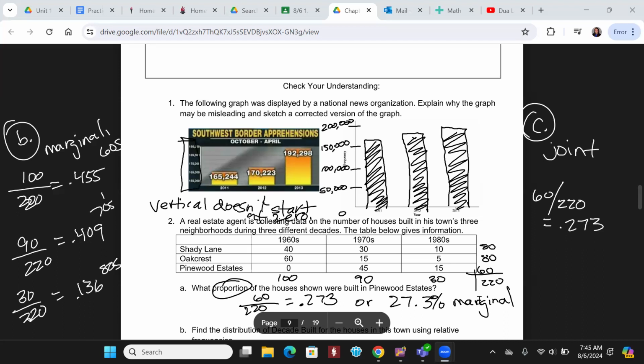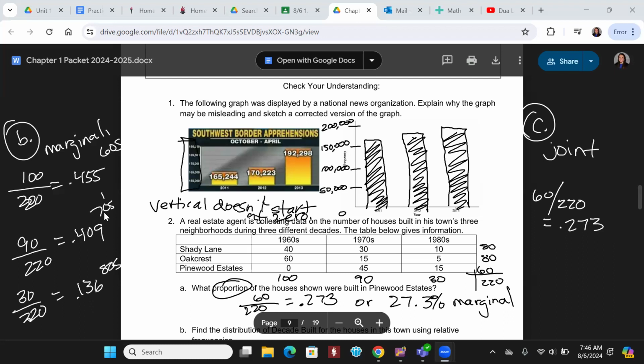They do sound important. All right, part B. Find the distribution of decade built for the houses in this town using relative frequencies. Okay. So from the 1960s, how many were there? Out of how many? 220. So we got 0.455. For the 1970s, how many were there in total? 90. That's 90 out of 220. And then you got 0.409.